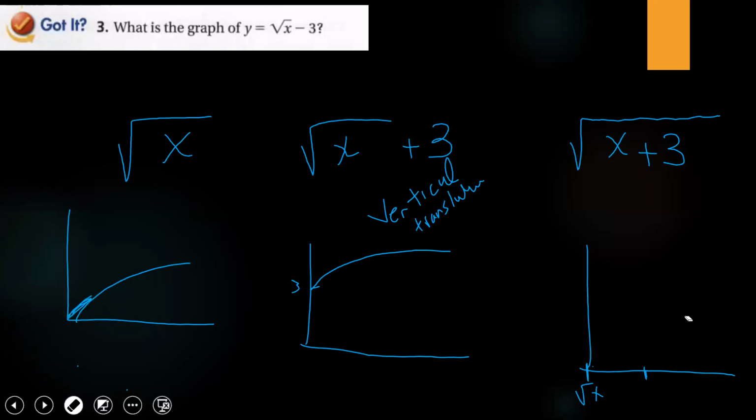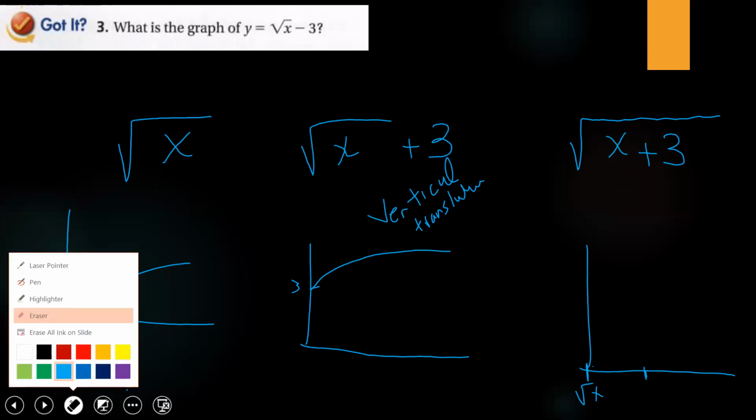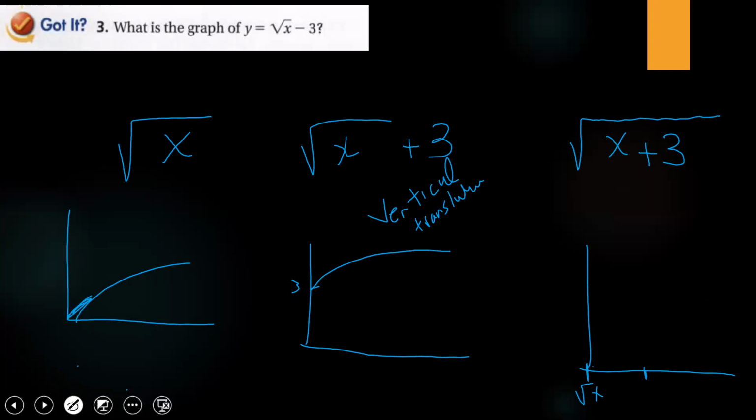Here, if you have a square root of x plus 3, that means, if you look at it here, square root of plus 3, that means x is equal to negative 3. So you have to start from negative 3. So the function will be like this.